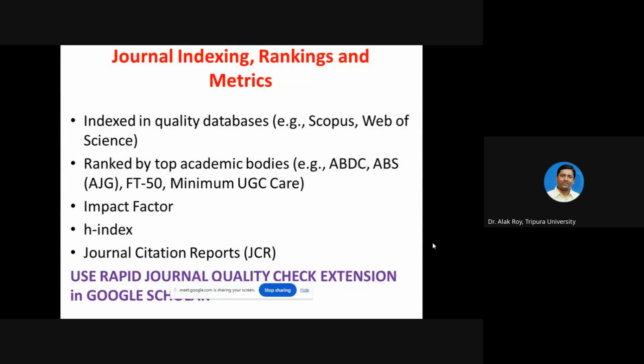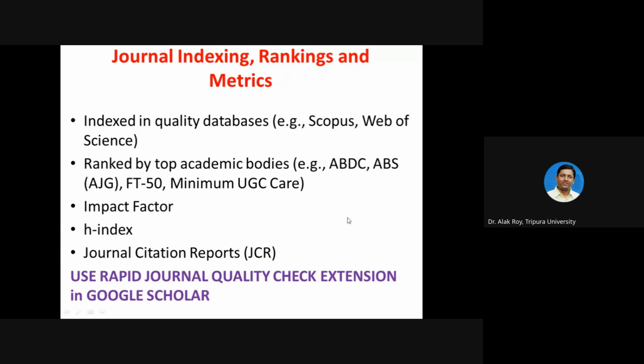So, use the Rapid Journal Quality Check extension in Google Scholar. These are some of the checkpoints you need to follow in your academic journey, in your research journey, whenever you are thinking of selecting a journal for writing your own work as well as submitting whatever you have written. These are the two things you remember.